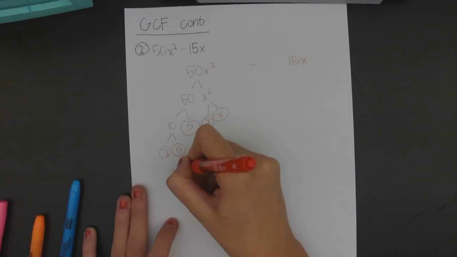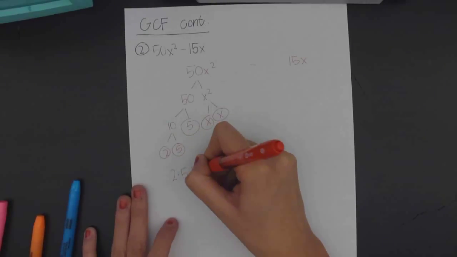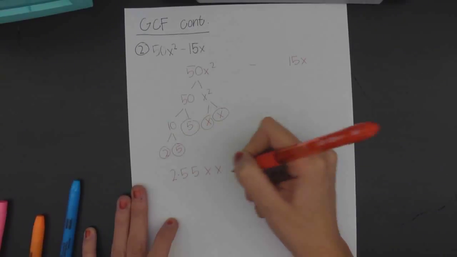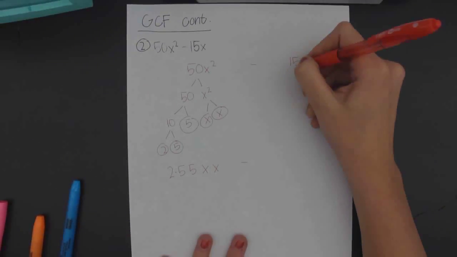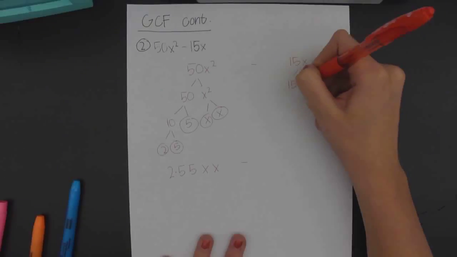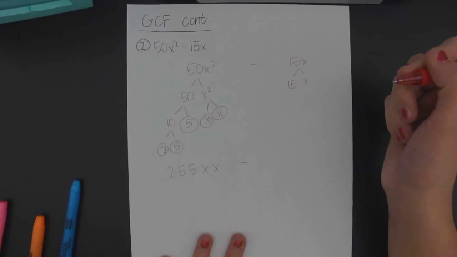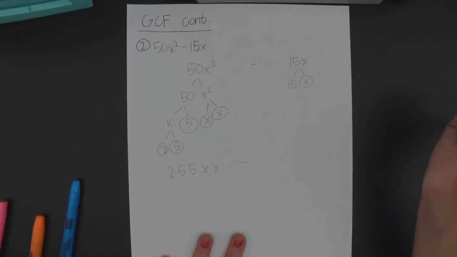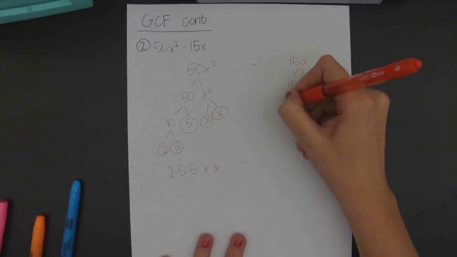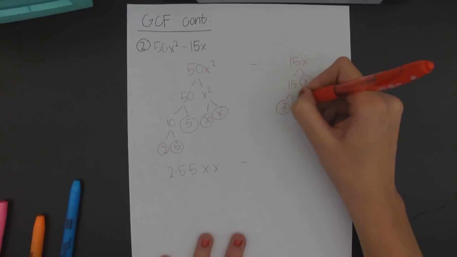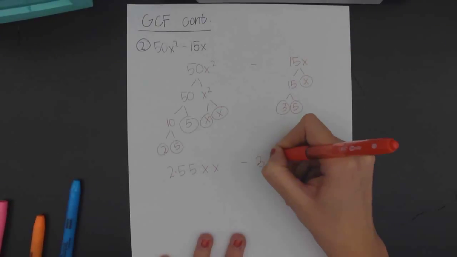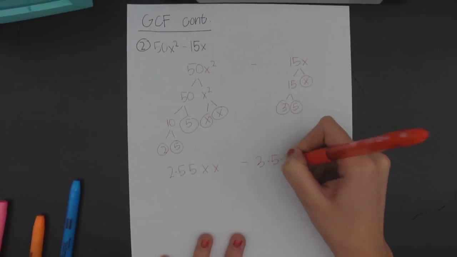So at this point I have 2 times 5 times 5 times x, subtract. Now I need to break apart this number. First thing I do is I always separate my variable from my number, 15x. X is by itself, so I circle it. 15 can be broken down to 3 times 5. Both of those are prime, so I circle those. So now I have 3 times 5 times x.